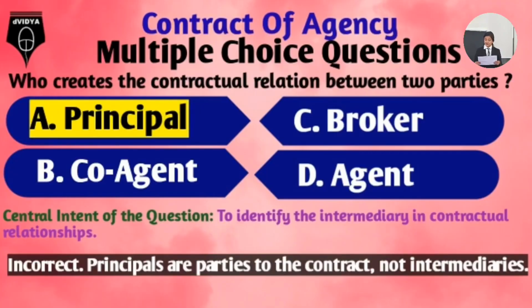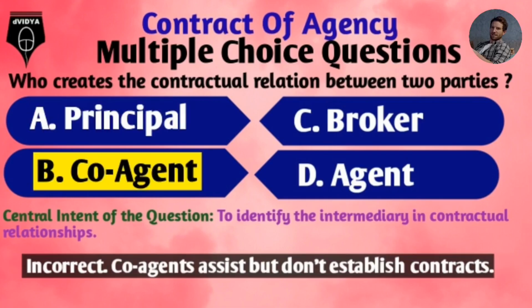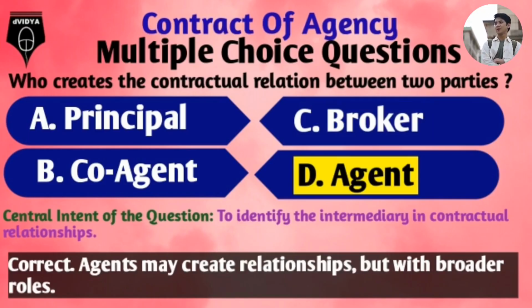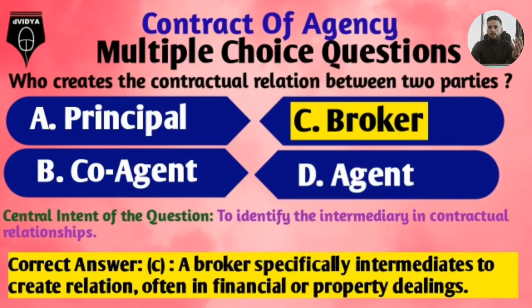Option A, principal. Incorrect. Principals are parties to the contract, not intermediaries. Option B, co-agent. Incorrect. Co-agents assist but don't establish contracts. Option C, broker. Correct. Brokers facilitate contracts between parties. Option D, agent. Partially correct. Agents may create relationships, but with broader roles. Correct answer C. A broker specifically intermediates to create relations, often in financial or property dealings.